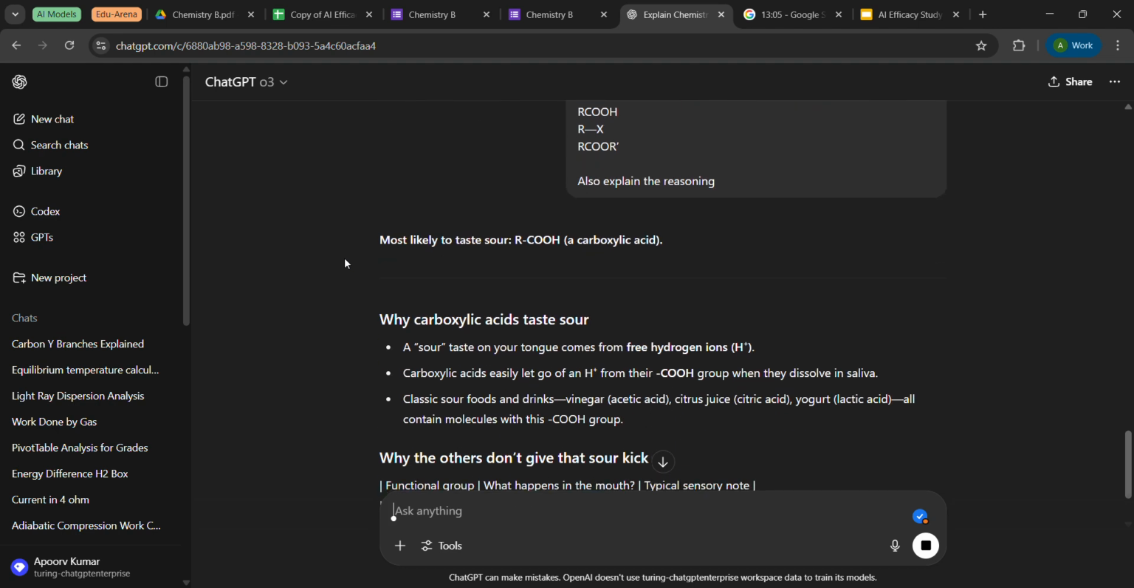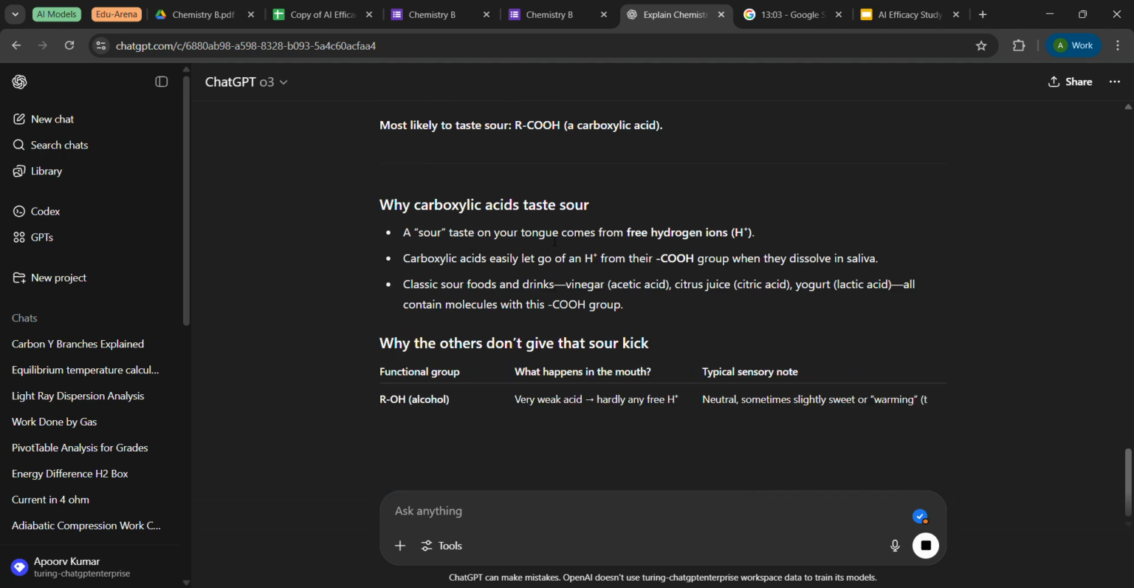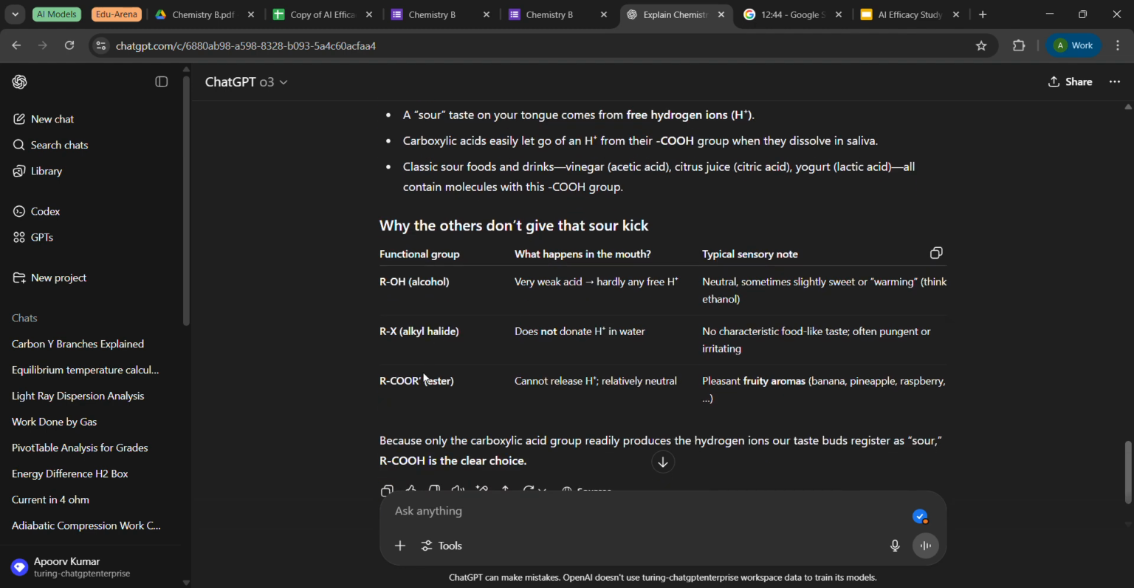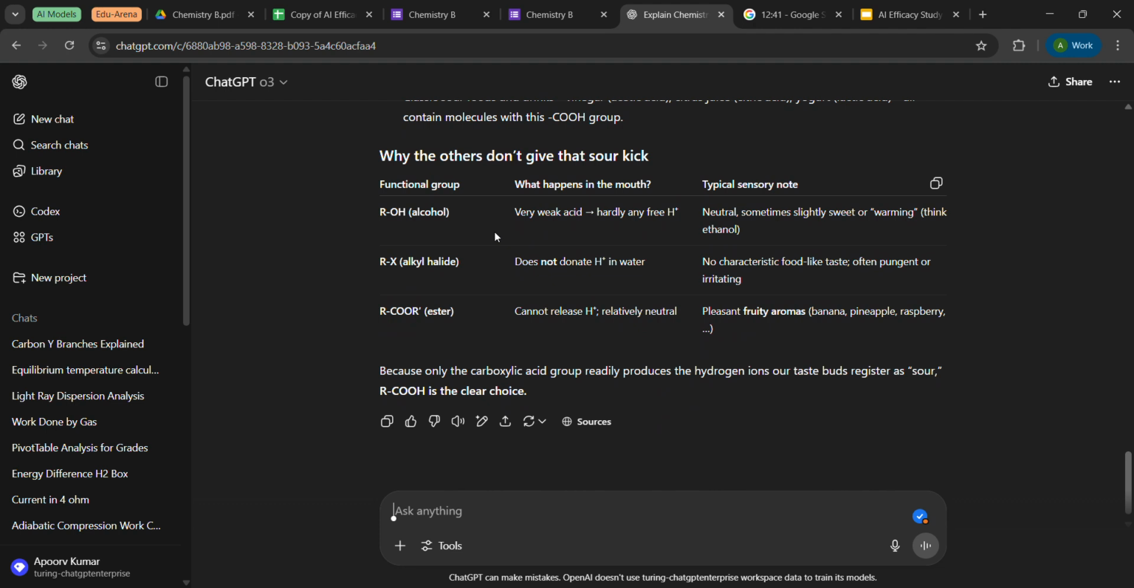A carboxylic acid. Okay, why? So a carboxylic acid goes from the free hydrogen ions. Okay, carboxylic acids easily let go of H plus ions from the OH group. Okay, classic. Vinegar acid, citrus acid, yogurt, and all the molecules with the COOH group. So the alcohol is a very weak acid, hardly any free hydrogen ions. Since alcohol is a weak acid, it cannot give H plus ions. Neutral, sometimes slightly sweet or warming. Think ethanol.